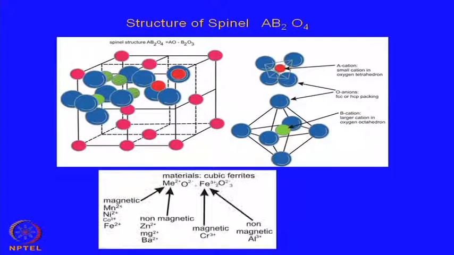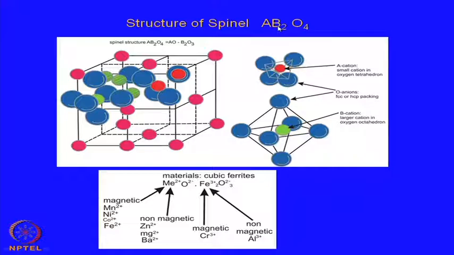Now, the description is like this. The red ones here are A cations, small cations in oxygen tetrahedra. Once again it is a cubic structure in which both tetrahedral sites and octahedral sites are available, and both of them are occupied, may not be fully, but at least to a certain extent. So, you have two different metals.